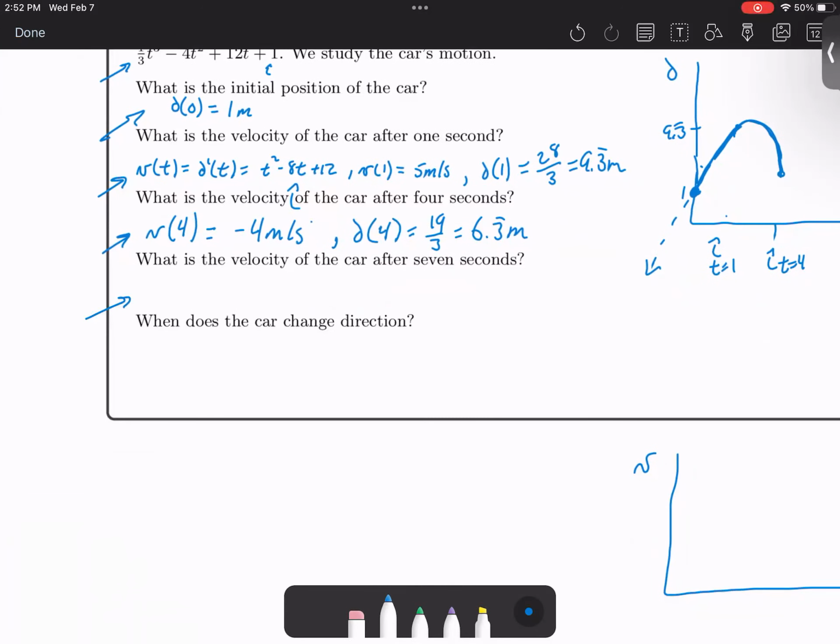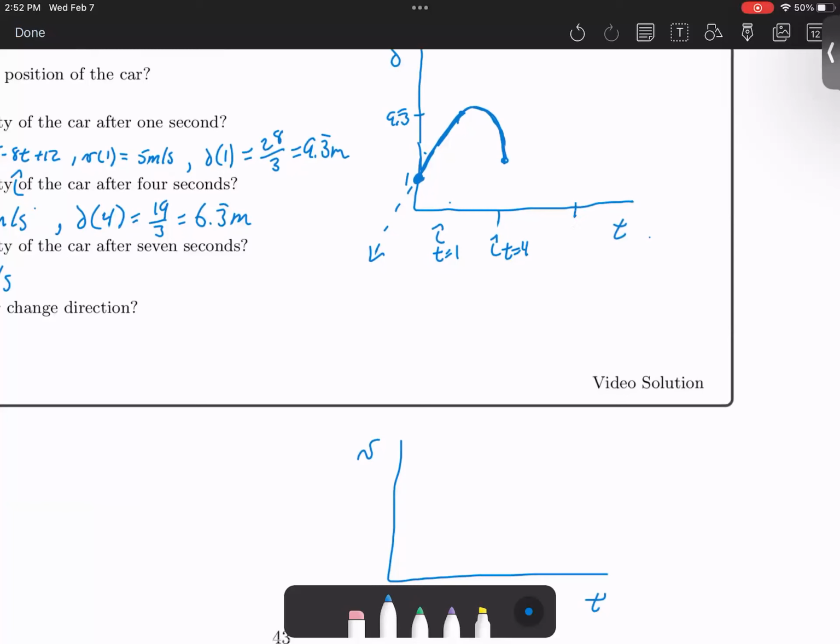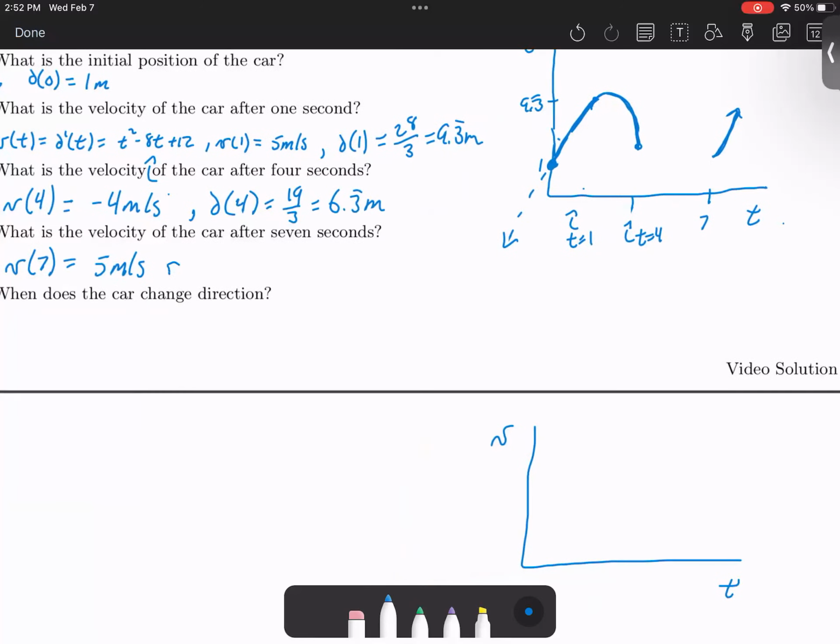All right, second to last part. What is the velocity of the car after 7 seconds? We evaluate the velocity at 7 seconds, and we get 5 meters per second. So a positive velocity. So over here at 7, we're traveling back away. We're increasing at a rate of 5 meters per second. So apparently that cubic function actually does turn around twice. Somewhere between time equal to 1 and time equal to 4, and somewhere again between time equal to 4 and time equal to 7.